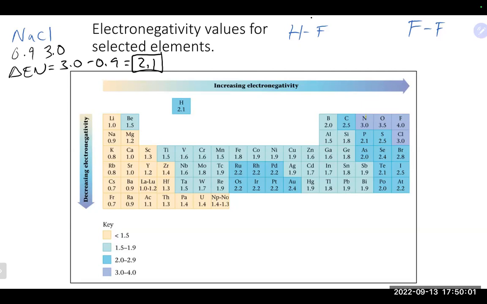And there are cases where you will take a metal and a non-metal and the difference will actually be less than 2 and it's still an ionic bond. So it's not a perfect number for ionic bonds, and you don't really necessarily need it.